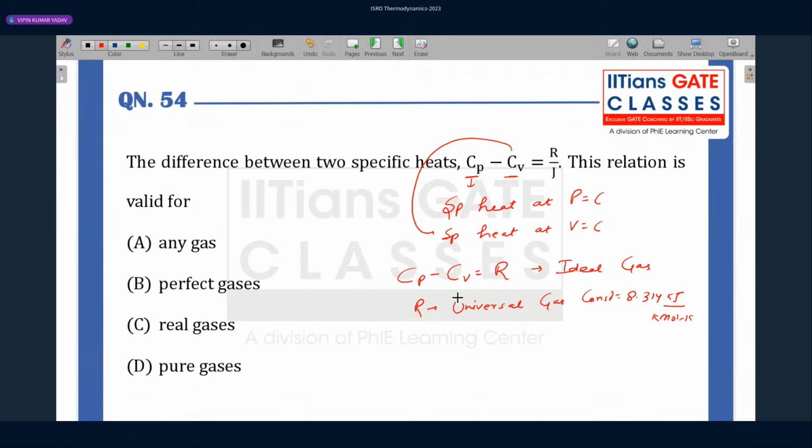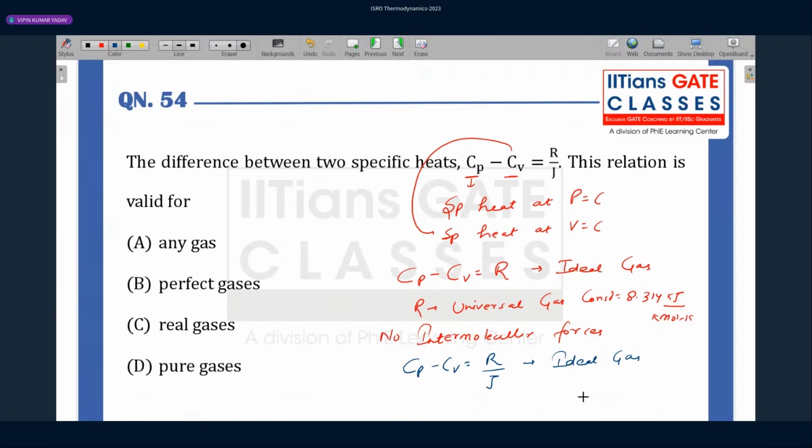Now you have to remember this is particularly valid when there are no intermolecular forces, or intermolecular forces are negligible between molecules. Now there is one more equation that you may not have heard: Cp minus Cv is equal to R by J. This is also valid for ideal gas, but here sometimes intermolecular forces play a role.